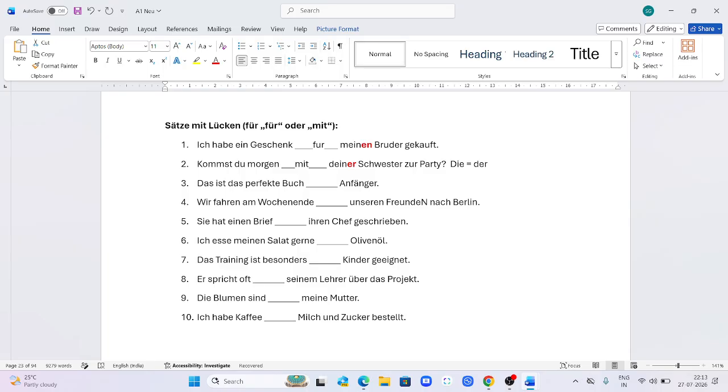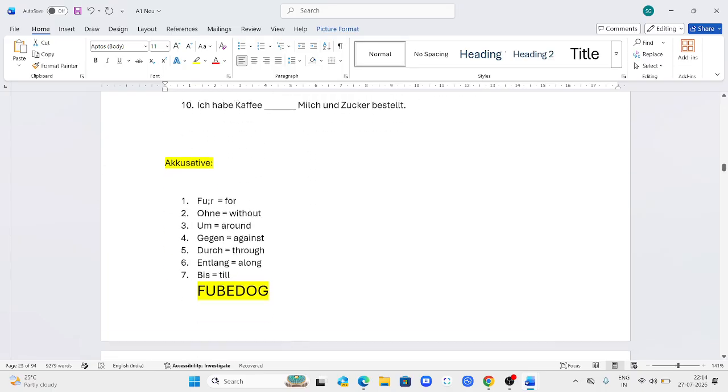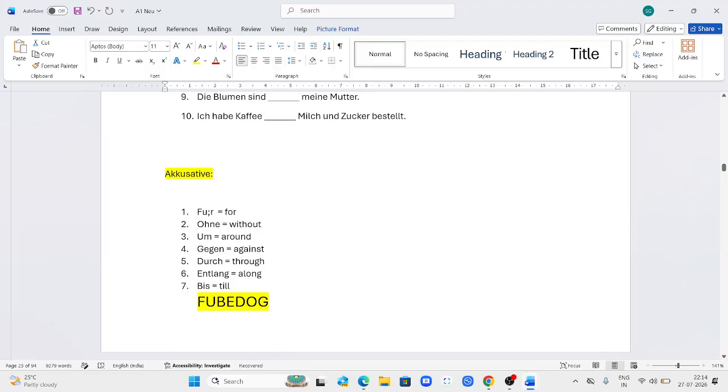Okay, next one. Die Blumen sind für meine Mutter. Ich habe Kaffee mit Milch und Zucker bestellt. I have ordered the coffee with milk and sugar. Bestellt? Bestellt is coming from where? Bestellen. What is bestellen? Write down, this is very important. Bestellen means to order.